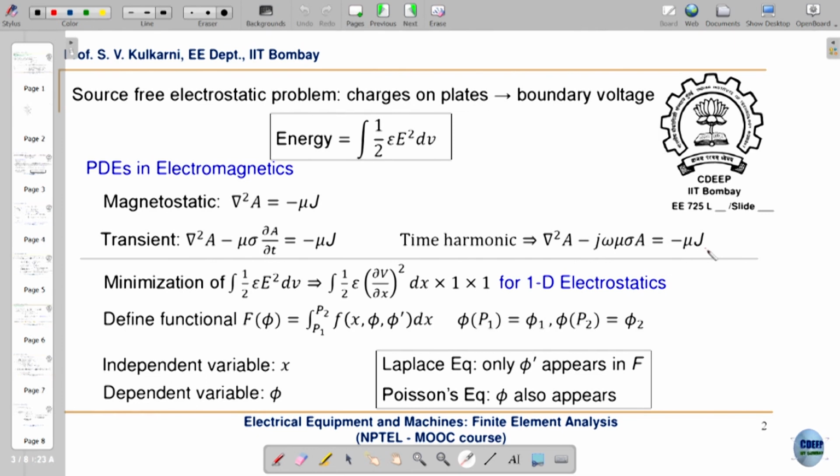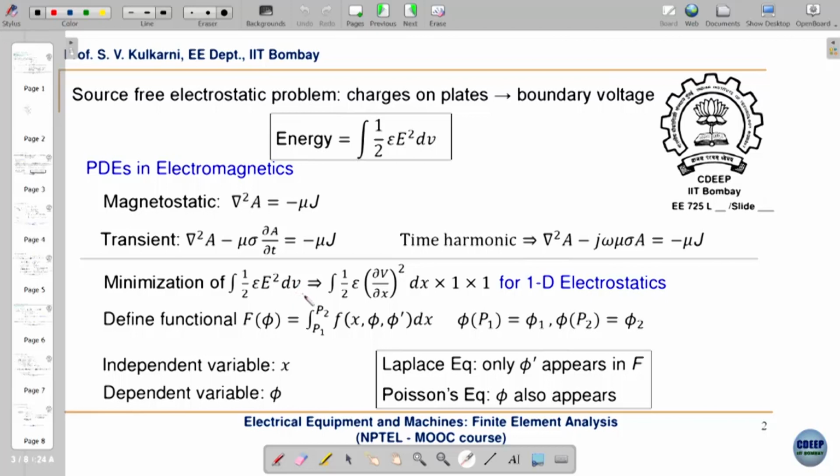Now let us go further. So now we have to minimize this. Now we are going back to the electrostatic problem. In the remaining course, we will start with electrostatics, then go to magnetostatic fields, then time harmonic, then axisymmetric, then permanent magnets, transient, then forces, and coupled circuit field. In that order of complexity we are going to proceed in this course. Electrostatics is probably the simplest thing to analyze, so we are starting with electrostatics.